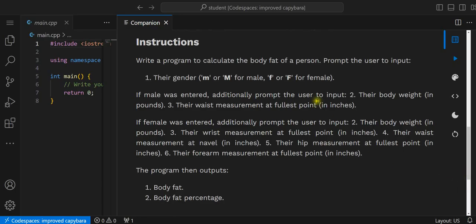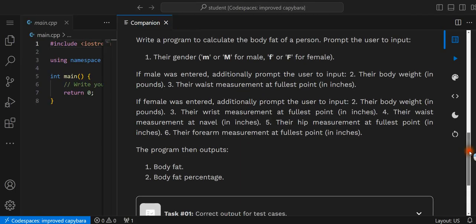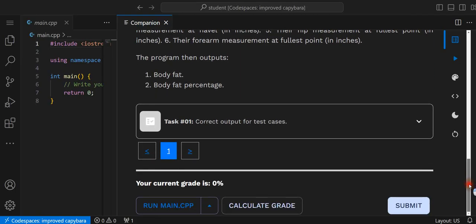Instructions: write a program to calculate the body fat of a person. Prompt the user to input their gender, male or female. If male was entered, additionally prompt the user to input 2, their body weight in pounds, and their waist measurement at fullest point in inches. If female was entered, additionally prompt the user to input 2, their body weight in pounds, 3, their wrist measurement at fullest point in inches, 4, their waist measurement at navel in inches, 5, their hip measurement at fullest point in inches, and 6, their forearm measurement at fullest point in inches. The program then outputs the body fat percentage, with correct output for test cases.